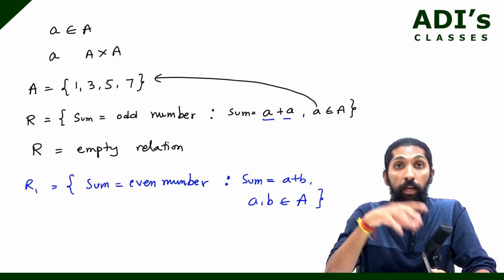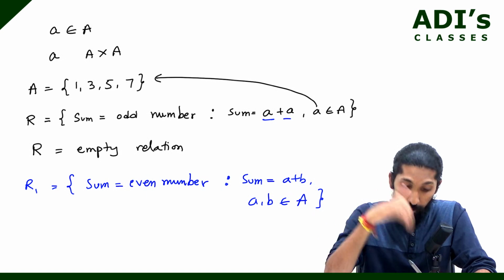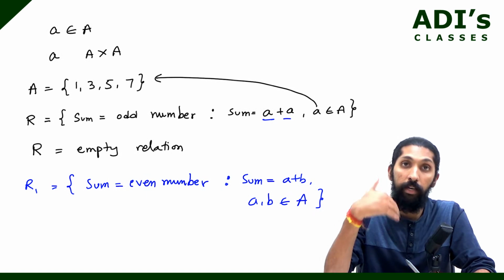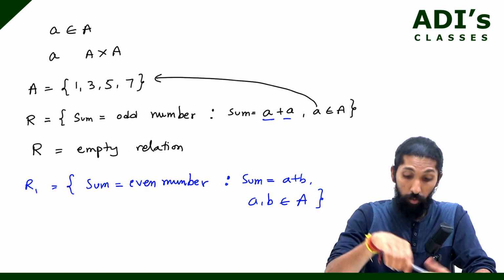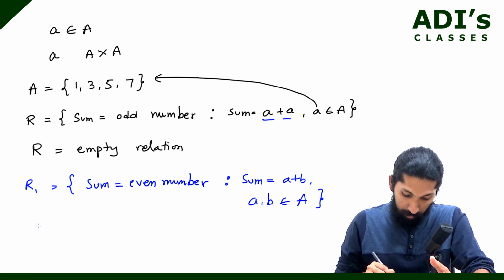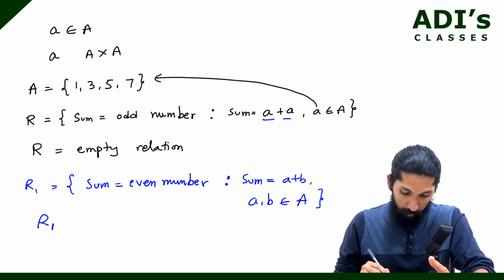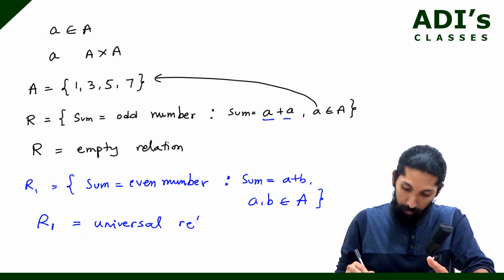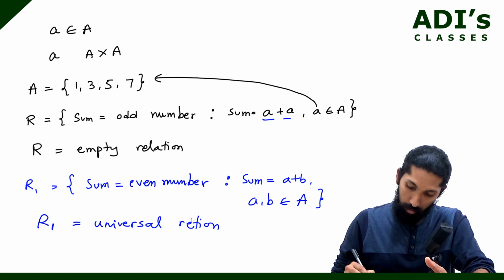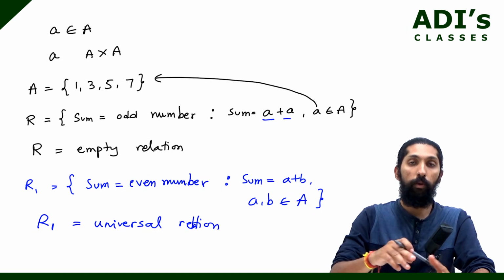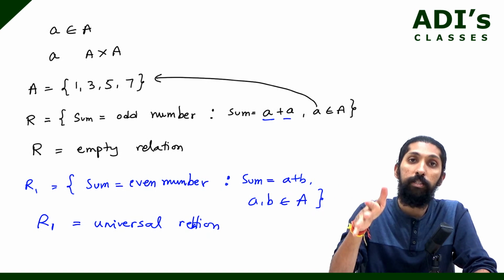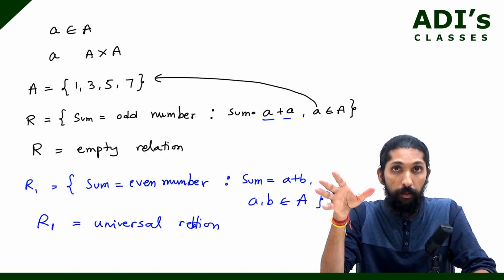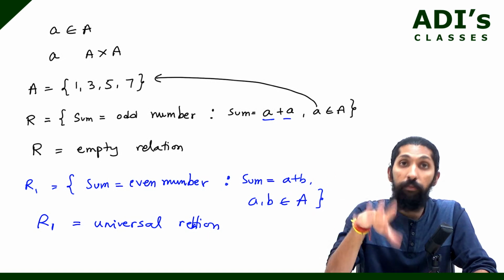Now R1 becomes a universal relation because every element within the set is related to itself, and also related to every other element. So in this case, R1, this is what we call a universal relation. One is the empty relation where no elements are there, and one is the universal relation where we have all the elements. All right, so these are two trivial relations.